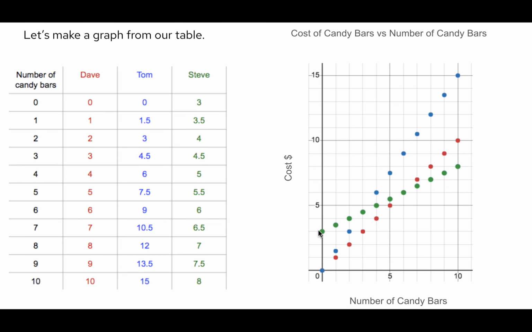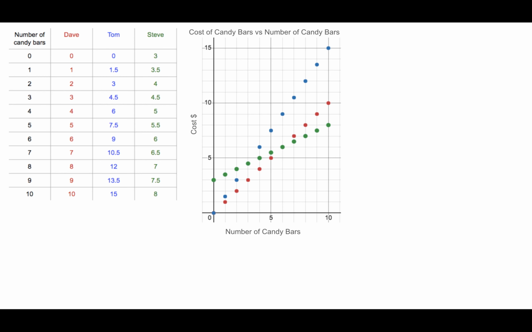And then there's Steve. Steve's is the one that is the least steep. And you can see here that it crosses the y-axis at 3. Because remember, he has to pay $3 for the membership card. So even if he doesn't buy any candy bars, he still has to pay $3. But over time, he spends less money if you look at the number of candy bars, because if he buys 10 candy bars, it only costs him $8.